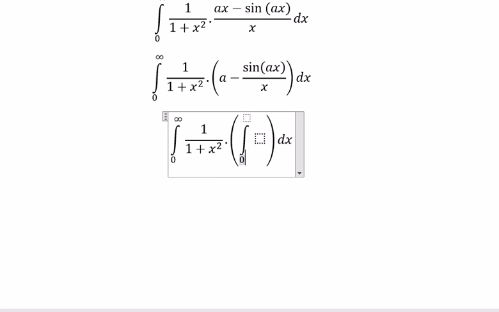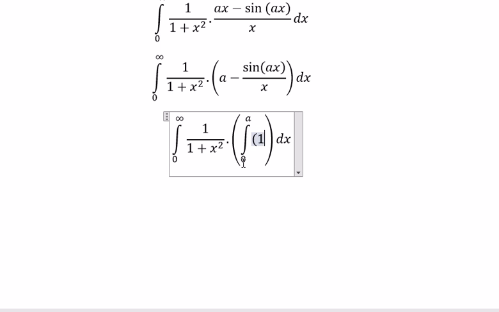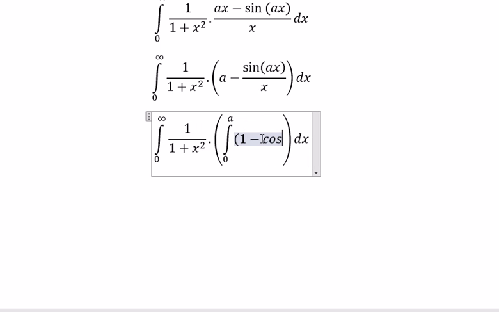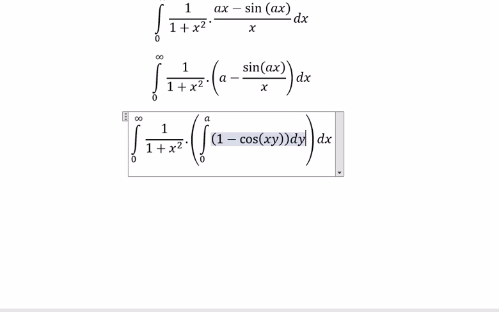We put about 0 and we put about a. So we got about 1 minus cosine xy dy. Because if we do this integral in here, we will get about x minus sine xy over x, and then we put the number in here. This is the reason why you got this integral in here.